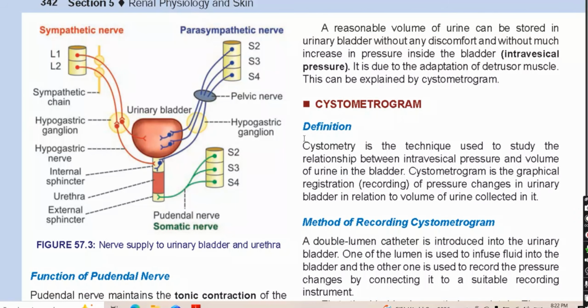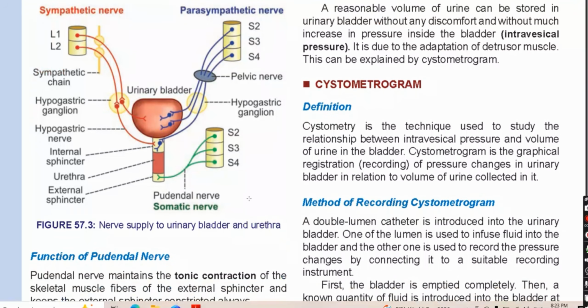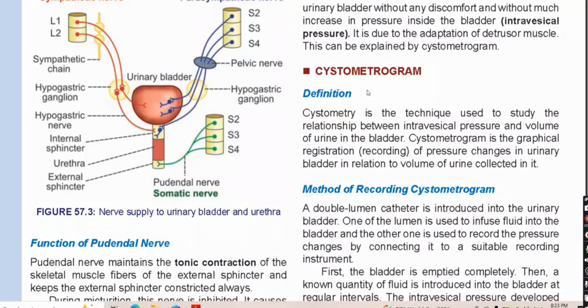In the last class we completed the functional process of how the urinary bladder fills up and which nerves are involved in its innervation. Now let's see one important thing, the cystometrogram. It is a graphical record of the urine volume filled versus the pressure.